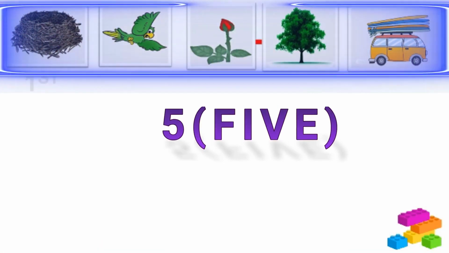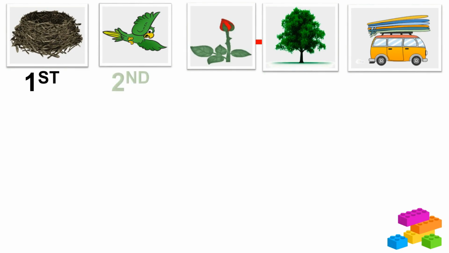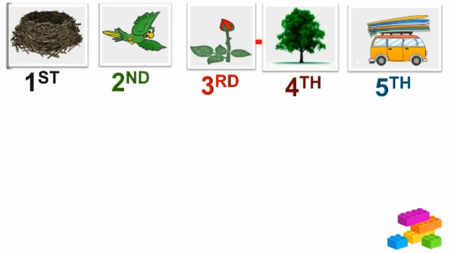Here are 5 pictures on the screen. First, second, third, fourth, and this one, fifth. Now let us spell the name of each picture together.